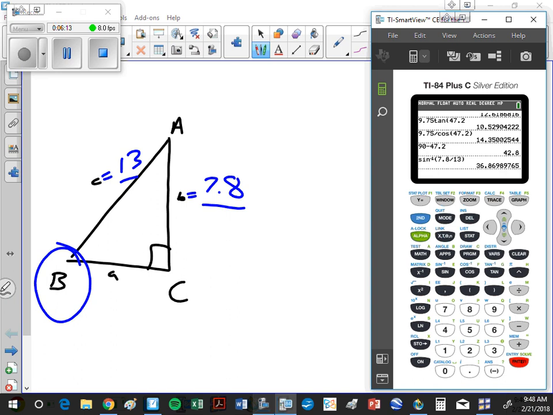Now, what if I mess this up and I say sine inverse of 13 divided by 7.8? It's going to give me an error. How come? O cannot be longer than H. So when you're doing sine inverse, you can't have a top-heavy fraction. What about tangent inverse? Can O be longer than A? Yes. Can A be longer than O? Yeah. So the tangent fractions can be top-heavy, but the sine and the cosine can't.